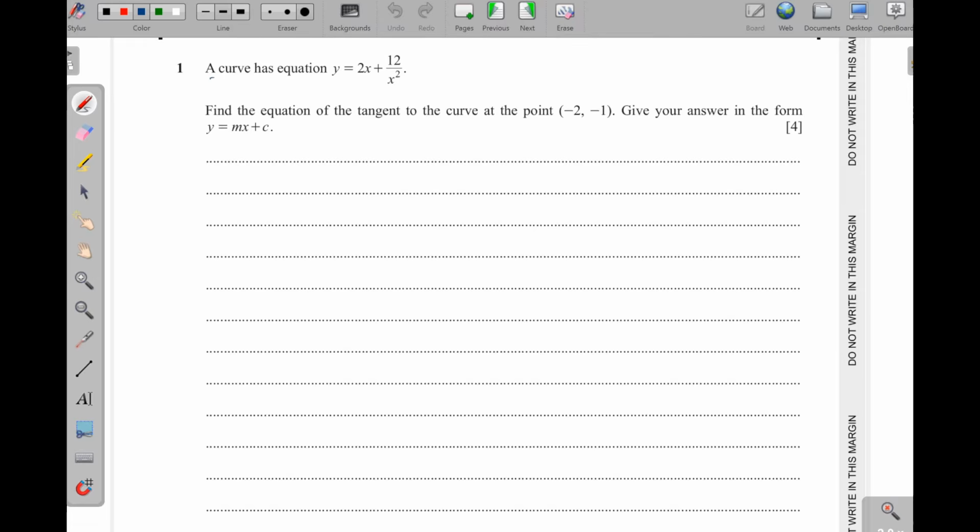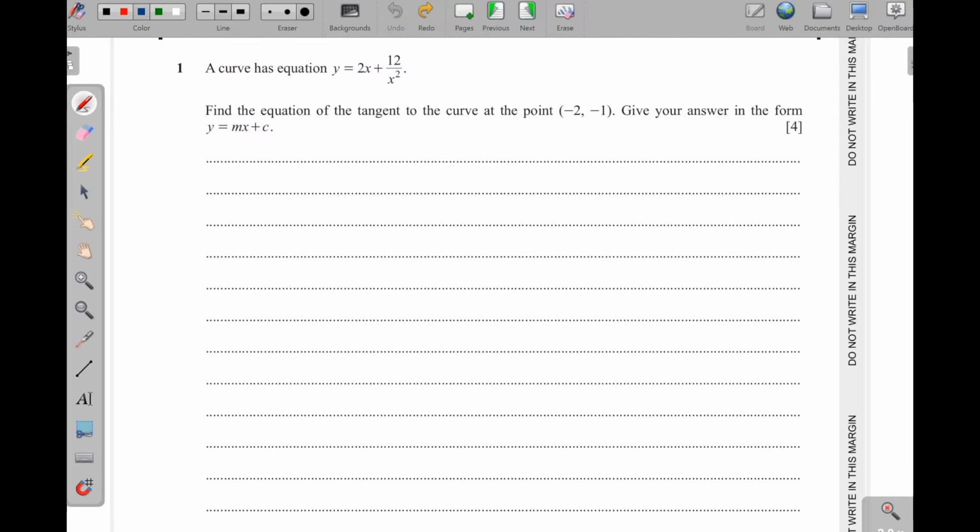They are saying a curve has the equation y is equal to 2x plus 12 out of x squared. And I think it is also coupled with coordinate geometry, because they are saying find the equation of the tangent to the curve at the point -2, -1. Give your answer in the form y is equal to mx plus c.